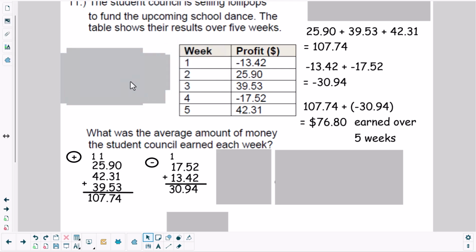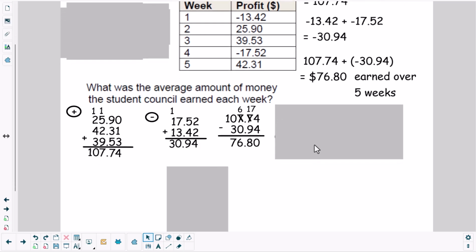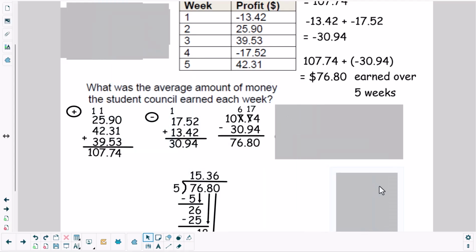So now we have 107.74 plus negative 30.94. Since those signs are different, we have to subtract those. That should look familiar. We saw some integer questions like this previously. So 107.74 minus 30.94 leaves us with $76.80 over those 5 weeks, and it will be a positive value. So it was an earning and not a loss. Now we need to divide that by 5 to figure out the amount of profit or the amount earned per week. So you can see that I did that long division here.